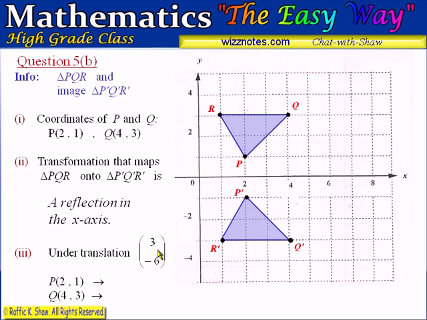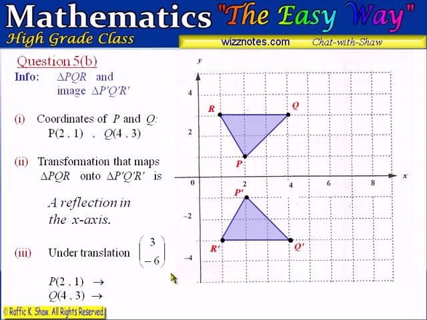This translation will move each point in the object 3 units to the right and 6 units downwards. Or we can say 3 units in the positive x direction, and 6 units in the negative y direction, 6 units downward. The negative here means that we move downwards in the y direction. 3 here means we move 3 units in the positive x direction, that's to the right. Okay, and we can show it for each point.